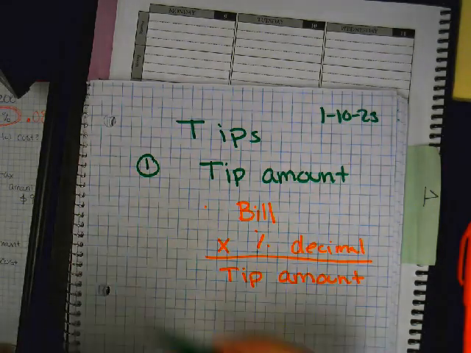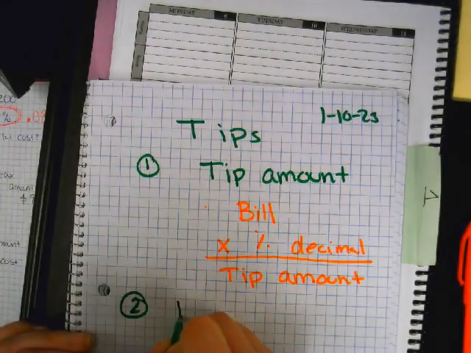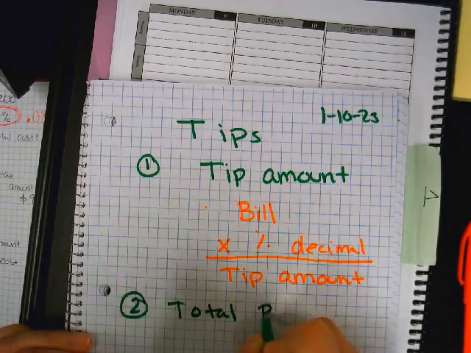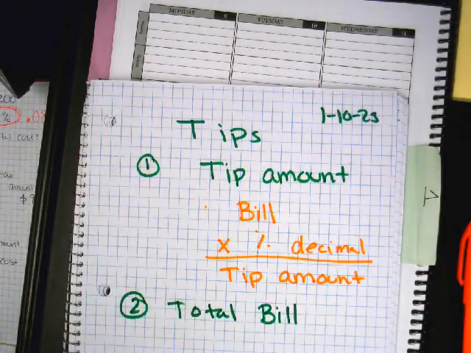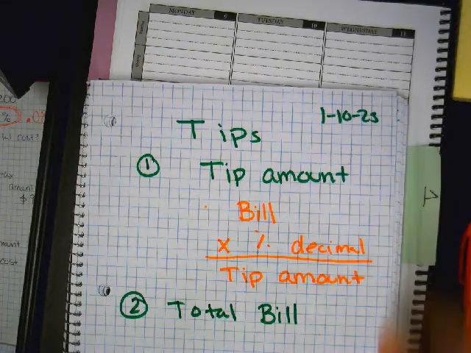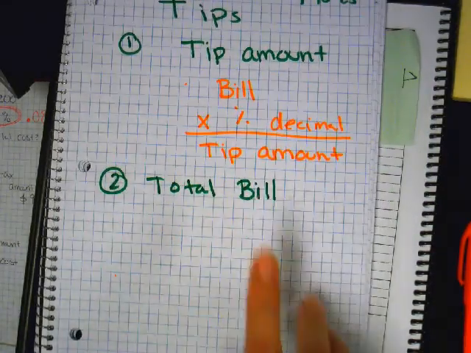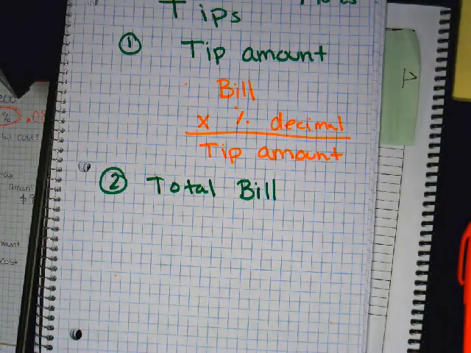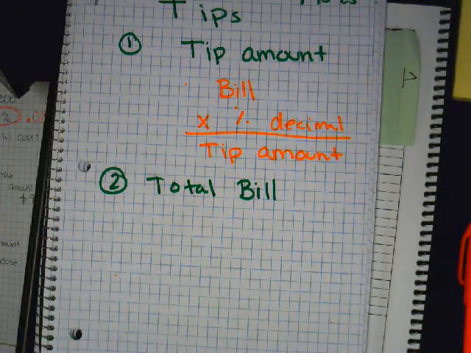All right, number two, this would be your total bill. So first is your tip amount, and then the second thing is called your total bill. So how much am I going to spend in total in this meal? What do you think we're going to do? Exactly. So you're going to add it.